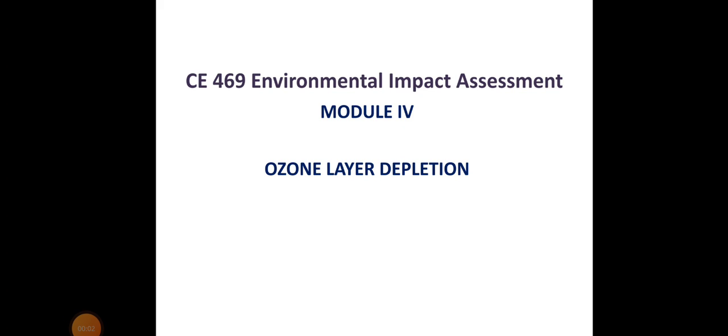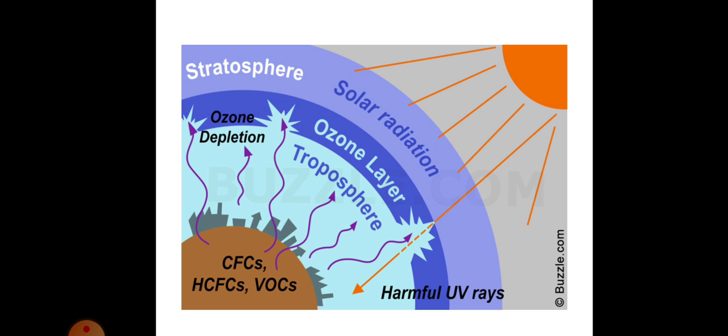So dear students, today we are going to discuss the next topic in Environmental Impact Assessment Module 4. So today's topic is ozone layer depletion. So we all are very familiar with this word, ozone layer depletion. So what is ozone layer depletion?